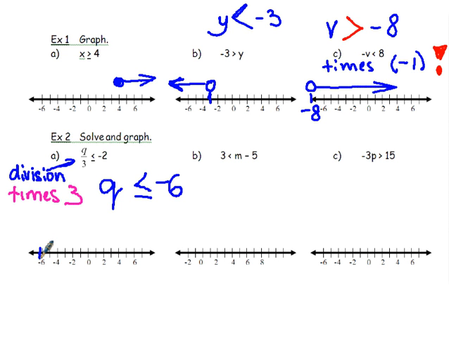The symbol says it's less than or equal to, and that tells me that the circle is going to be closed. And then we will be looking for Q that is less than or equal to. So we will be pointing the arrow to the left.